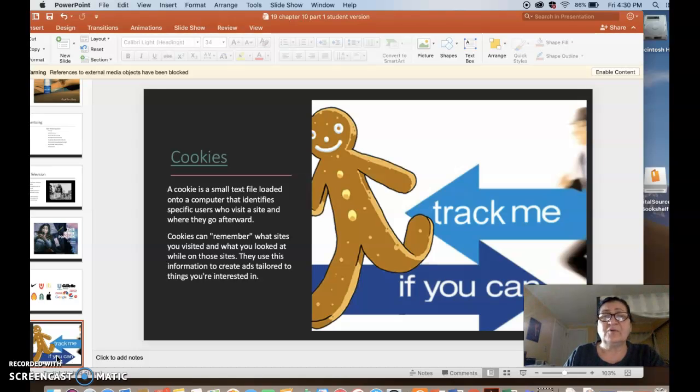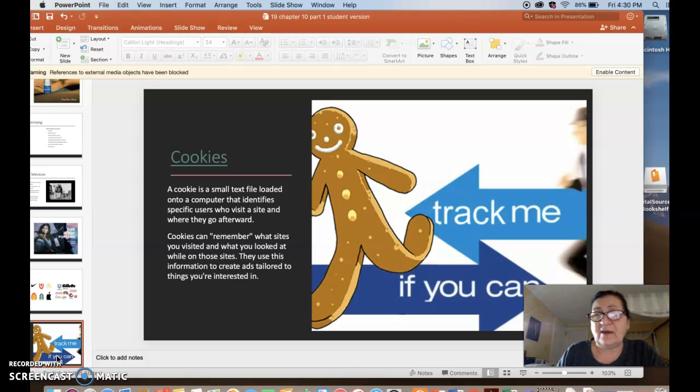We can also have cookies, not the Halloween cookies, but actual computer cookies. Cookies are small text files loaded into a computer that identify specific users who visit a site and where they go after that. So they track the traffic, they track the movements of a user. Cookies remember what sites you visited and what you looked at while you were on those sites, and they use this information to create ads tailored to things you're interested in.